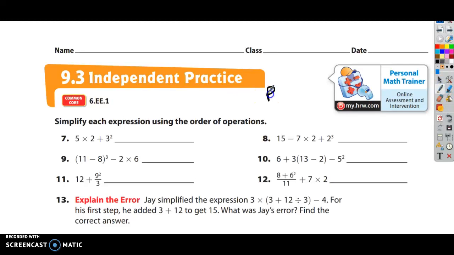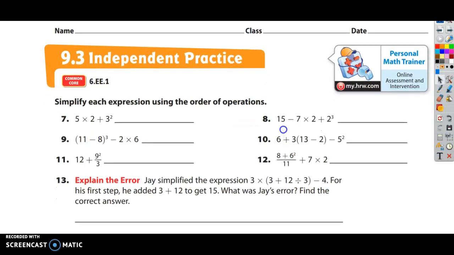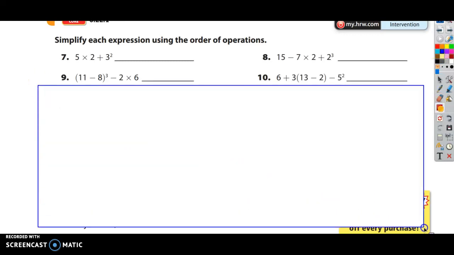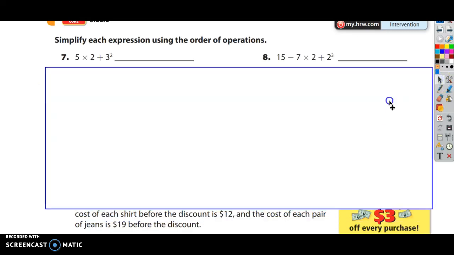This is page 253. This is the independent practice for lesson 9.3, order of operations. All right, let's check this out. The directions read, simplify each expression using the order of operations. Another word for simplify is solve. We're going to use the order of operations to solve these problems.